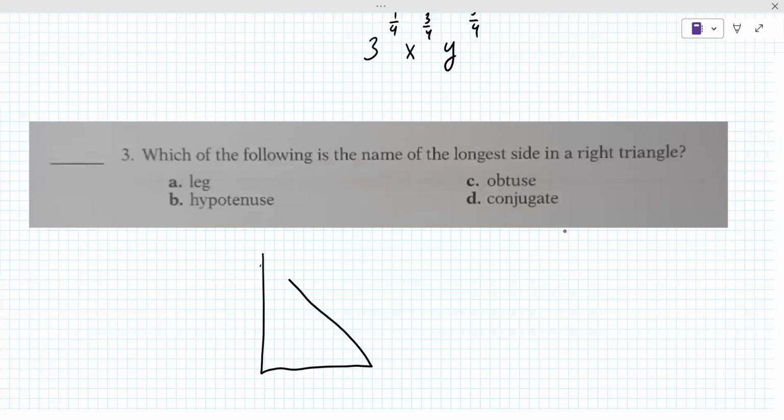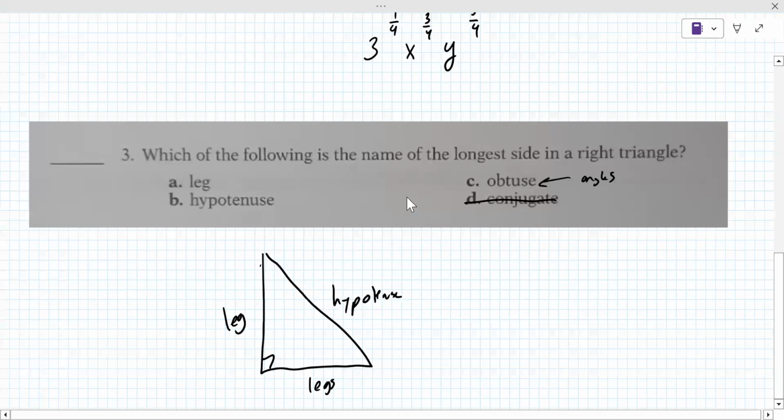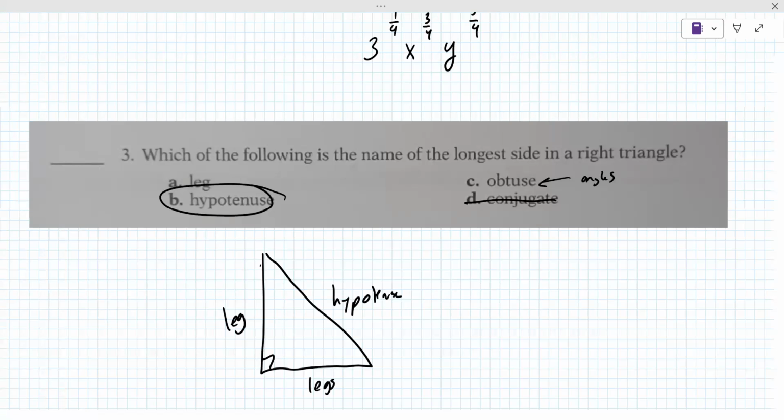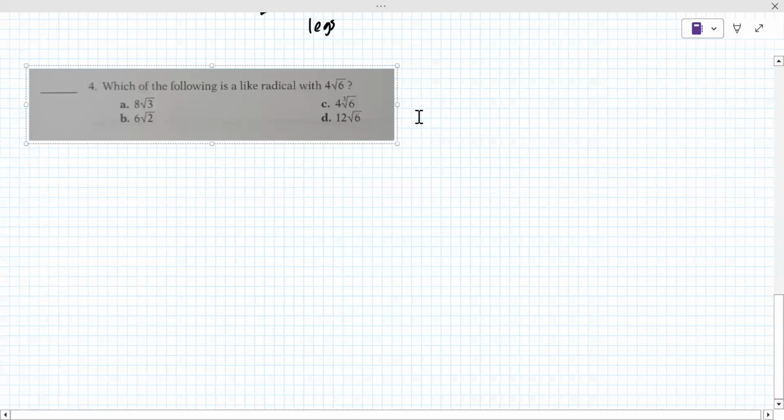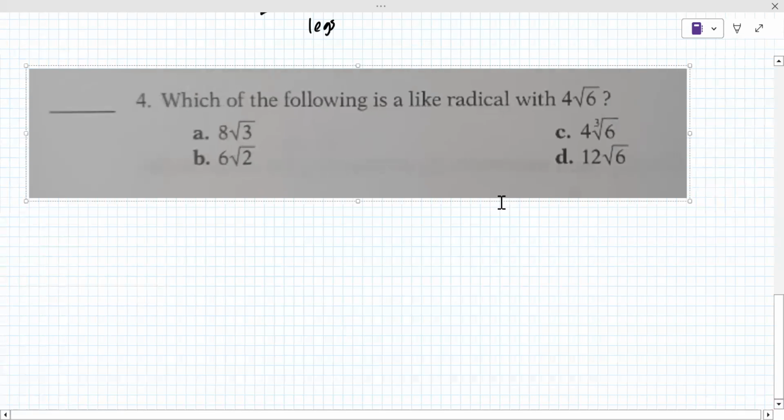Which of the following is the name of the longest side in a right triangle? So here's a right triangle. There are legs. Legs come out from the 90. The conjugate's completely unrelated. Obtuse has to do with angles, which is not part of the triangle here. And so the hypotenuse is always the longest side. That's just a pure definition that you'll need to remember, especially for geometry, which I assume is next year.